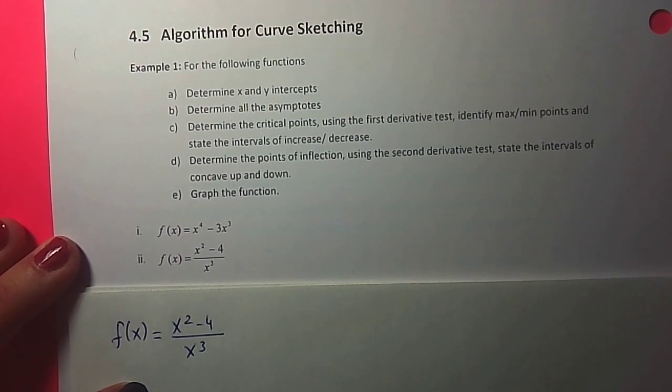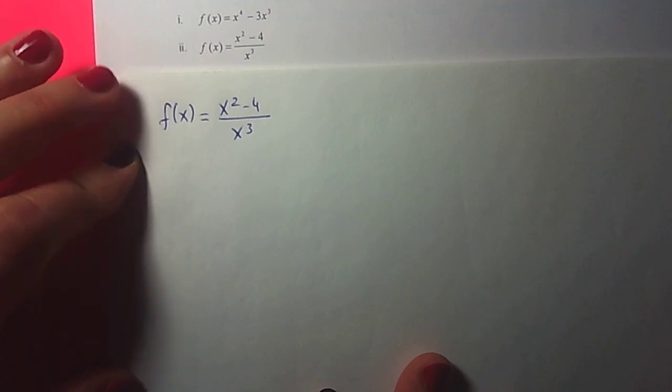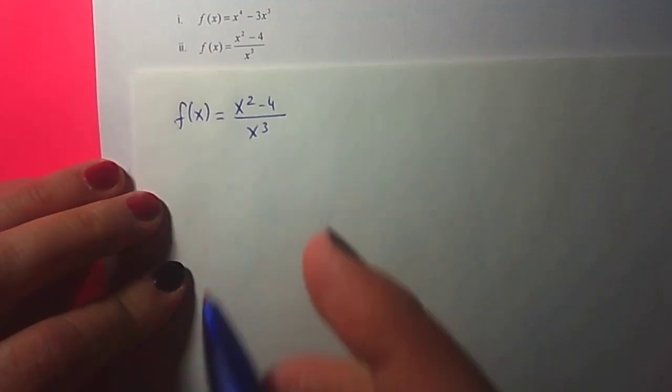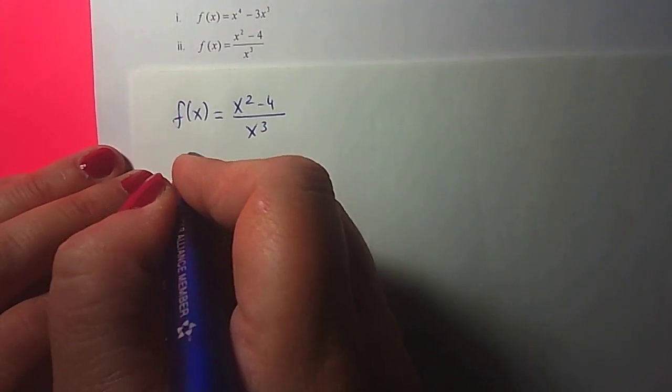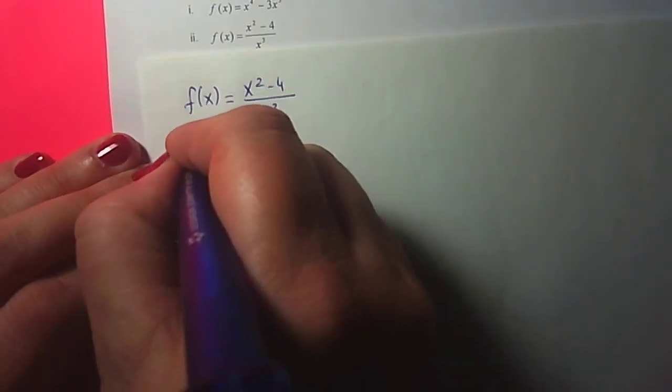We can continue with curve sketching. Now I'm going to do the second example in your handout. f of x equals (x squared minus 4) over x cubed. Again, we are going to follow the same steps. Start with the x-intercepts.